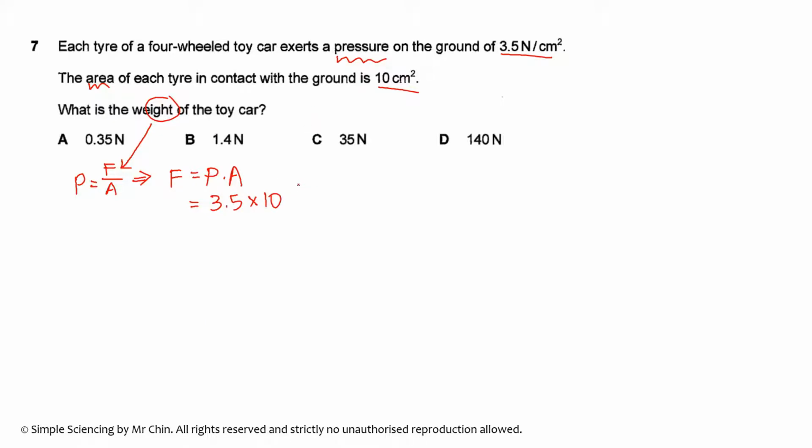Okay, take note that this is not the answer because we only calculated for one tire, the area of each tire. Each tire has 3.5 Newton per cm square, pressure for each tire. So we have to account for this 4-wheeled toy car. So this whole expression must be multiplied by 4. Okay, and the answer you get here is 140 newtons. Okay, therefore the answer is D.